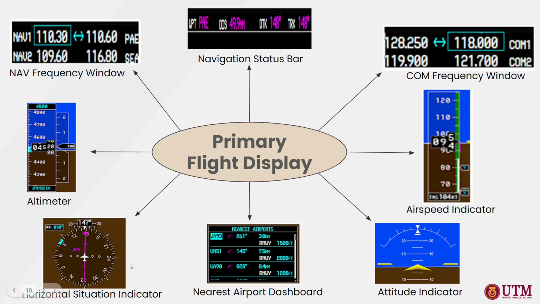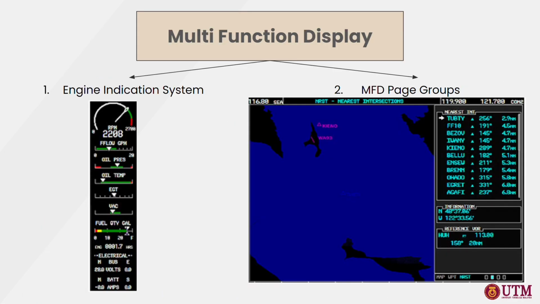And the sixth one is the attitude indicator. The attitude indicator will display the aircraft attitude, and it indicates degrees of pitch and degrees of roll. And the seventh one is the horizontal situation indicator. The horizontal situation indicator has a rotating compass card with the aircraft's current heading at the top. And last but not least is the nearest airport dashboard, used to quickly navigate to one of the airports closest to your position. So next, we'll be talking about the multi-function display.